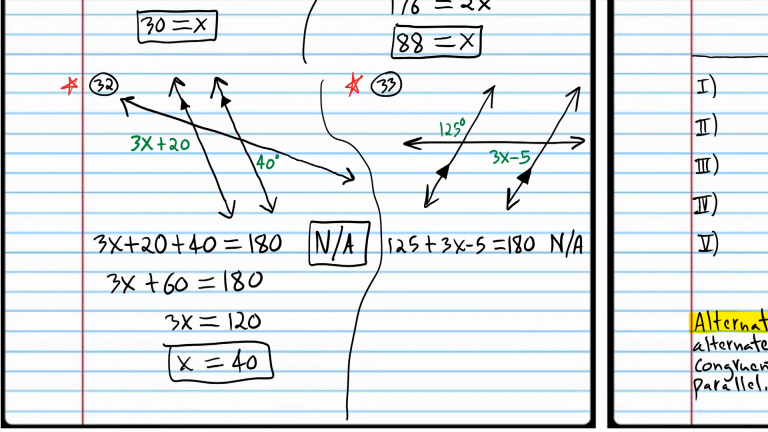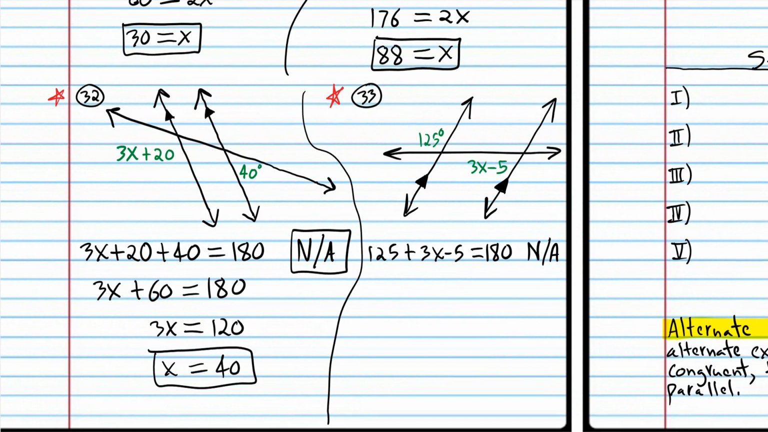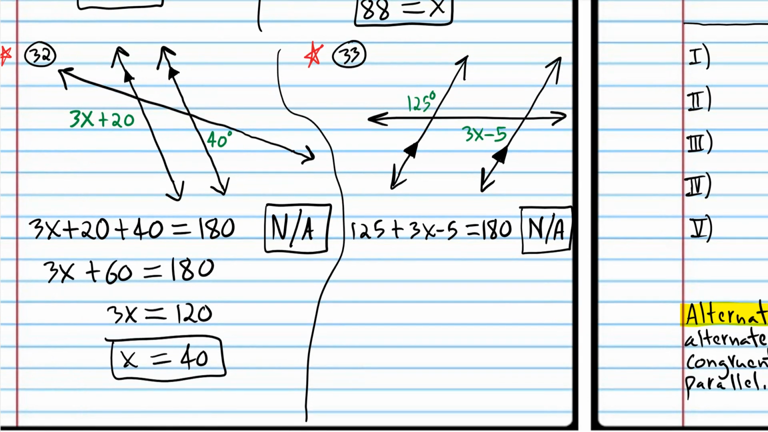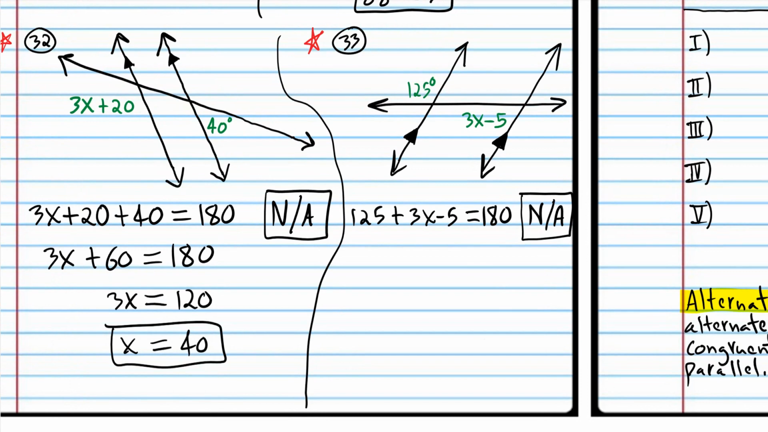Now, again, we could prove all that with a formal proof. But because this proof is not available, we're not going to do all that, and we're just going to say not available when it comes to a special name for that angle pair. So now 125 minus 5 is 120. I just simplified the left side of the equation and subtract 120 from both sides, and you get 3x is equal to 60. Divide both sides by 3, and we get x is equal to 20.